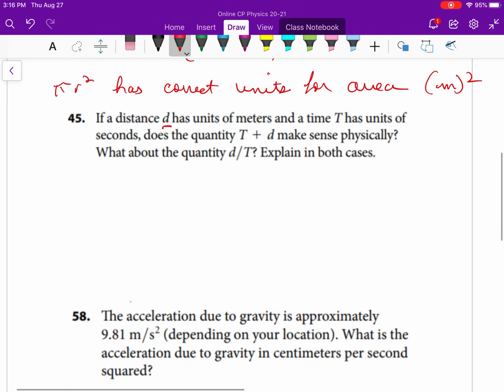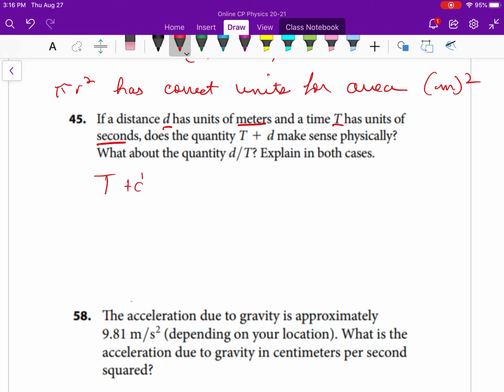All right, if the distance d has units of meters and time t has units of seconds, does the quantity t plus d make sense? Well, what were the units of t? That was in units of seconds. And then I'm going to add the units of d, which is meters. Does this make sense? And the answer is no. I cannot add seconds and meters together, okay? Kind of like algebra, we can only add like terms.